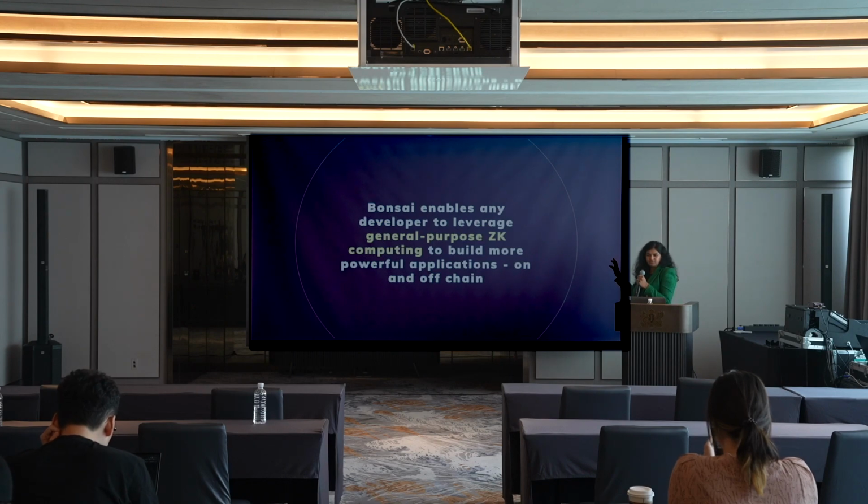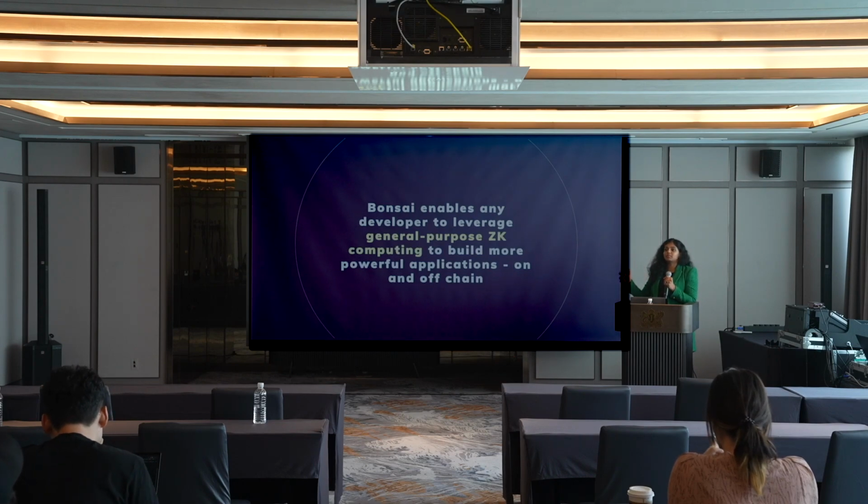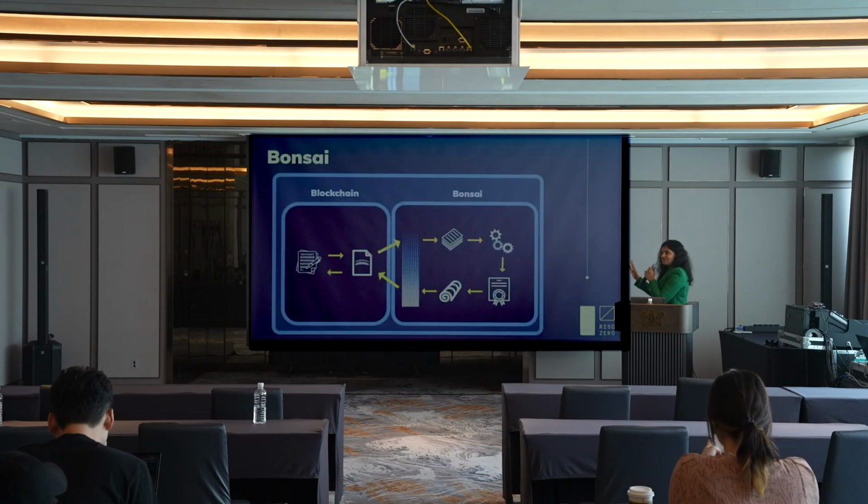The off-chain part, I won't talk a lot about, but that's equally important because the use cases of zk are not just in crypto. There are so many Web2 applications that can leverage zk technology, and that is also something Bonsai can enable. But let's get into the fun part.